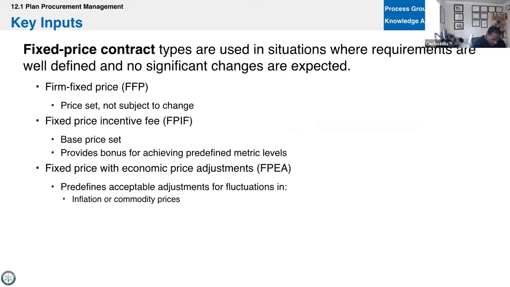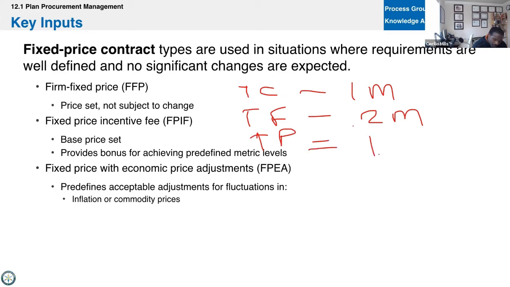So it'll look something like this. Let's say we have a target cost of 1 million, and we have a target fee, and now you're going to pay me. Here's the fixed price, all right? You're going to pay me 200 grand to do the work, right? So that means that the target price equals 1.2 million. Okay. And then now you're asking me to do this work that I'm going to charge you 200 grand to do, and nobody else can do it except me.